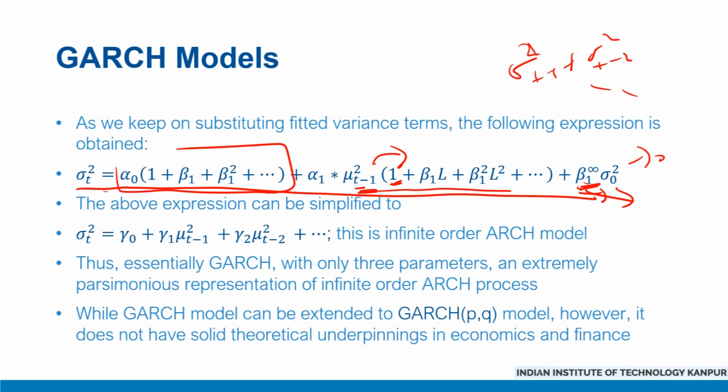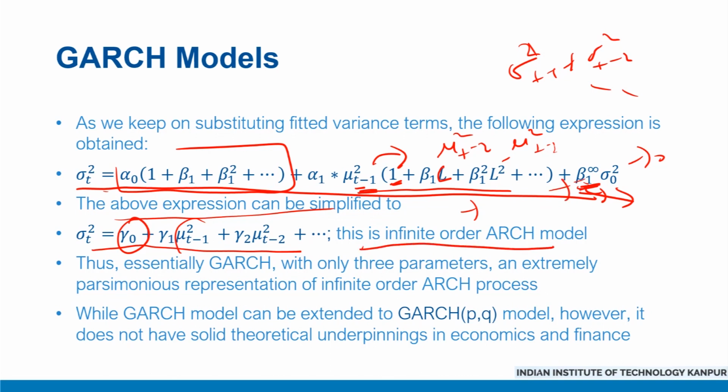For example, this would be mu square t minus 1, where L represents lag, this will be mu square t minus 2, this will be mu square t minus 3 and so on. So you can think of this expression as some kind of ARCH model with a constant term and lags of mu square t minus 1. But because we have absorbed so many lags, we can think of it as an infinite order ARCH model. Thus, with only 3 parameters, alpha naught, alpha 1 and beta 1, we can express an infinite order ARCH process in a simple GARCH(1,1) process.